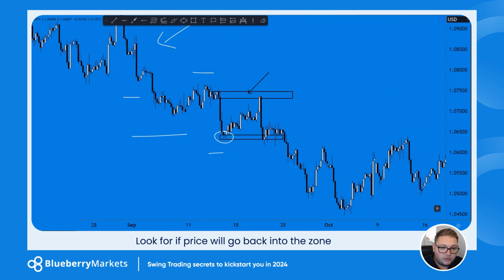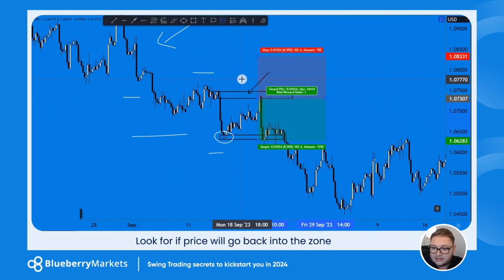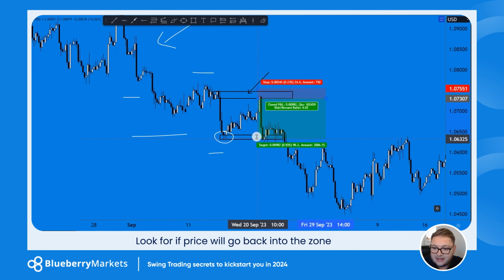Now, obviously you can do this in multiple different ways. You can look at limit orders at this zone. You could place a stop just above the swing high, targeting down at that key zone. That would have been a 3.5R.